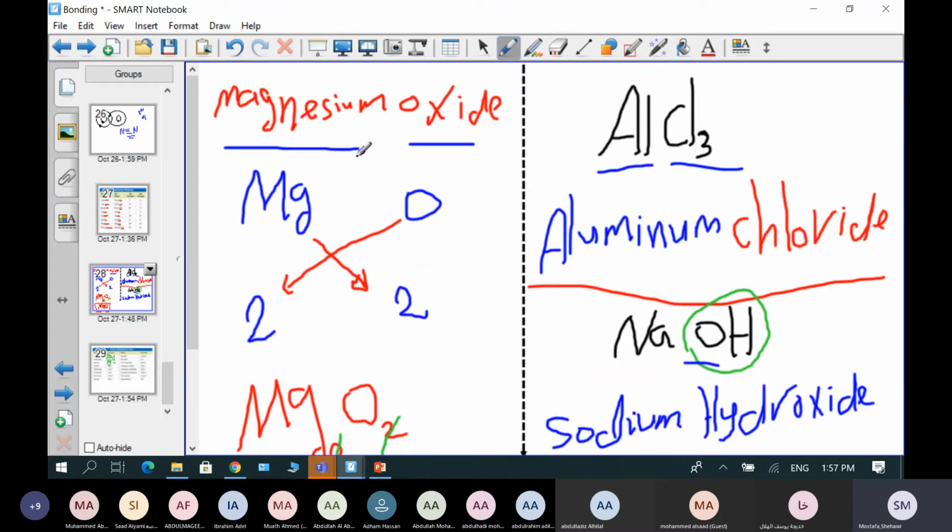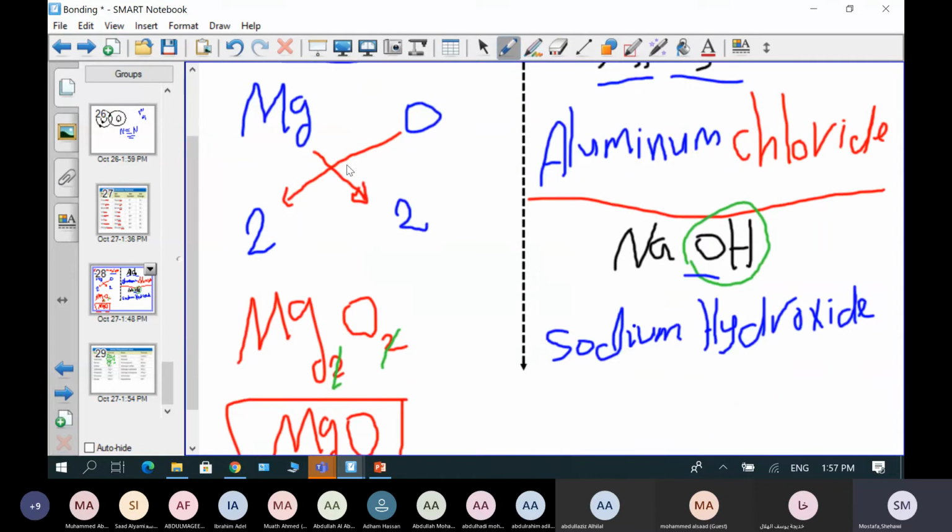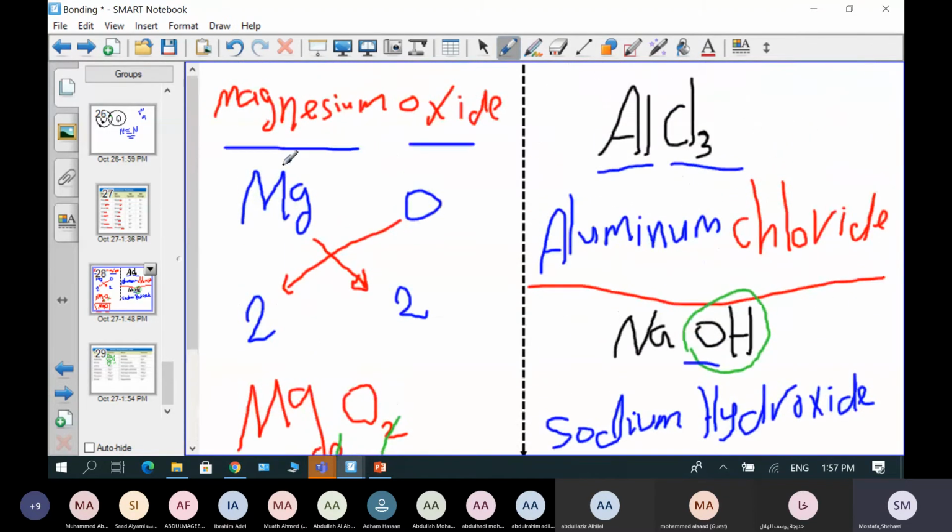So, in naming ionic compounds, I could give you the name itself and ask you to give me the formula. And to do that, you have to know the symbol for each element and the oxidation number for each one of them. And I told you the famous ones: group 1A, 2A, 3A, and group 7A, and 6A, and 5A. The famous ones that I told you.